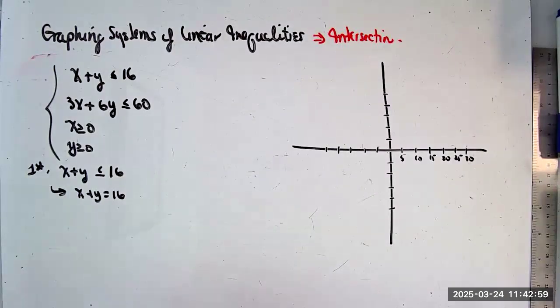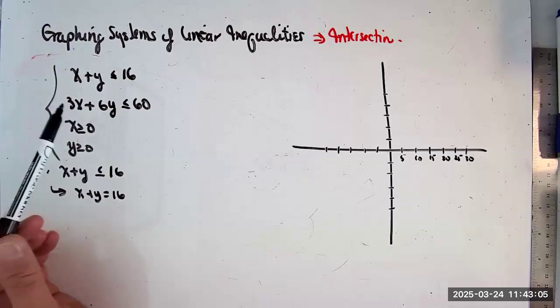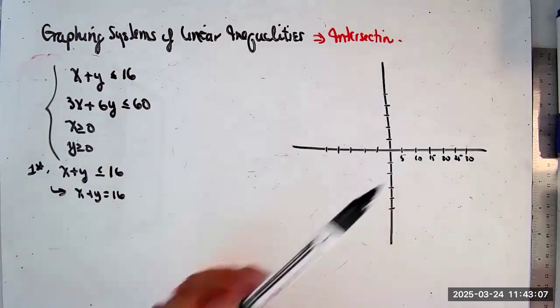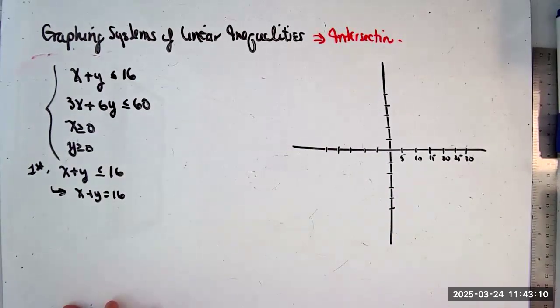Scholars, hi. Just a quick example of how to graph systems of linear inequalities. We simply graph each inequality, and then we take the intersection where all the regions meet.